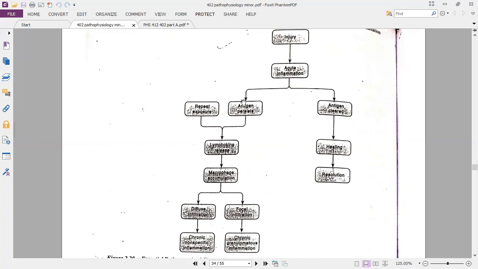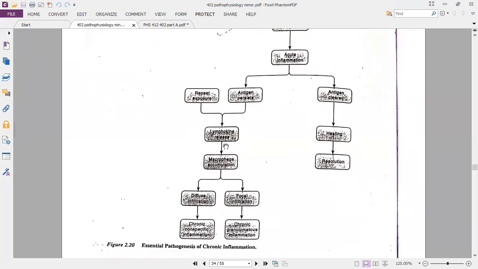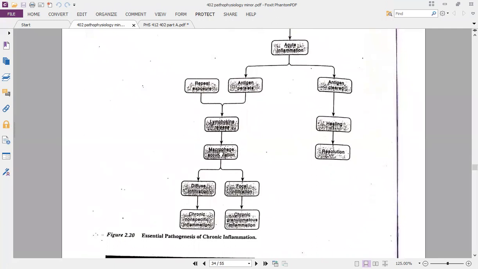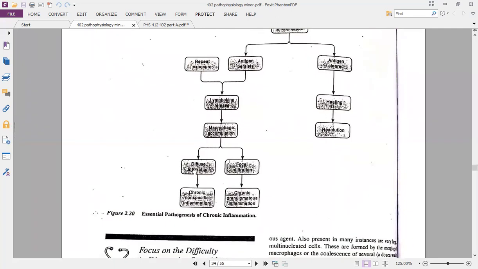But let's suppose acute inflammation was unable to clear the antigen and it persists, or there is repeat exposure, for example because of smoking you keep on taking the same irritant again and again, so it scars the lung lining. So repeat exposure or the persistence of antigen causes lymphokine release. I told you lymphokines are MIF or MAF, which cause the macrophages to accumulate and stay there. This could cause either chronic non-specific inflammation or chronic granulomatous inflammation.